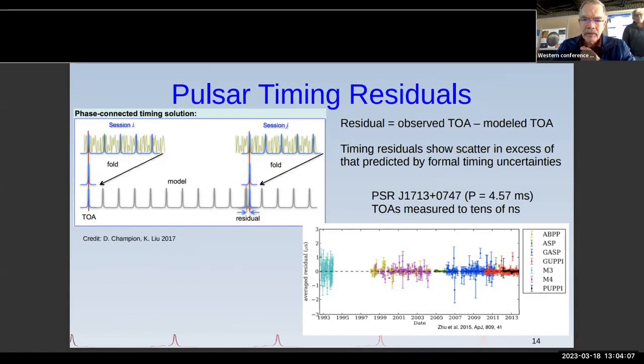So the residuals are the difference between what you observe and what you predicted, and it's always in excess of what you predicted. And of course, that gets the interest of the scientist: well, why is there always this little residual? What does it mean, and what can we do for a better model?